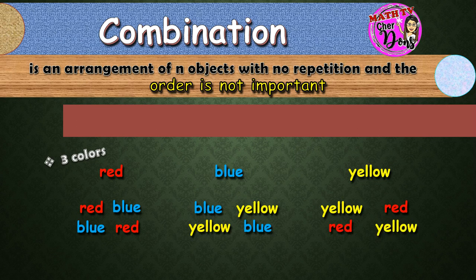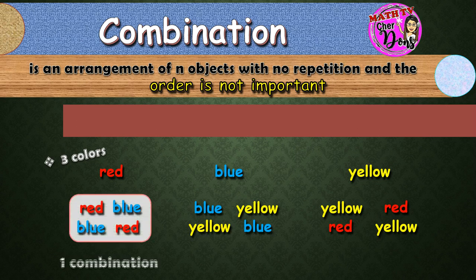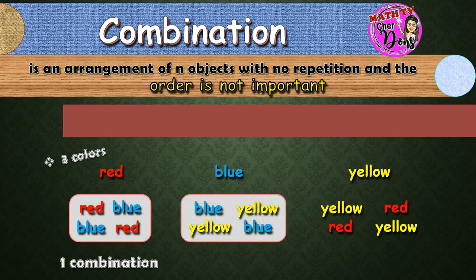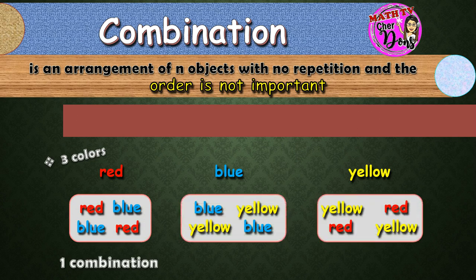Bear in mind that order is not important when it comes to combination. Red-blue and blue-red are considered as one combination. The same goes with blue-yellow and yellow-blue, and yellow-red and red-yellow are the same combinations. Therefore, there are only three combinations of the three colors red, blue, and yellow taken two at a time. So, changing the order of objects doesn't create a new combination.